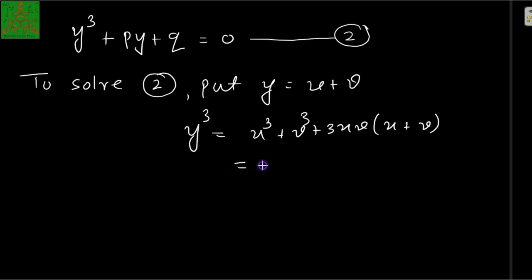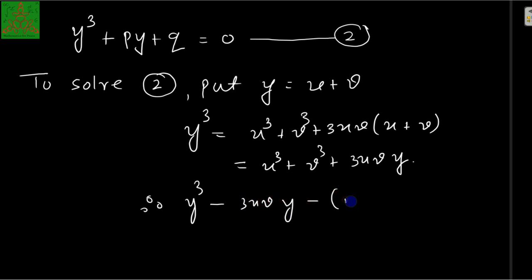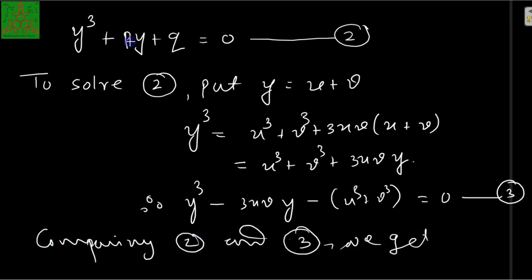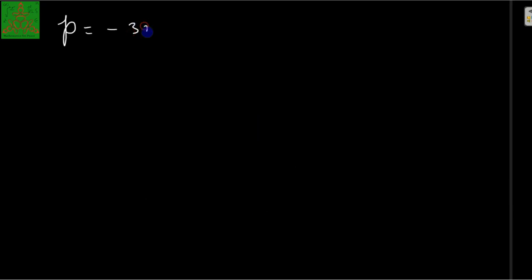And so this we can write down as u cube plus v cube plus 3uv into y. Hence we can have this as y cube minus 3uv y minus u cube plus v cube equal to 0. And if I call this equation 3, since equation 2 and equation 3 are the same, if we compare the coefficients, comparing 2 and 3, we get p equal to minus 3uv and q equal to minus u cube minus v cube.